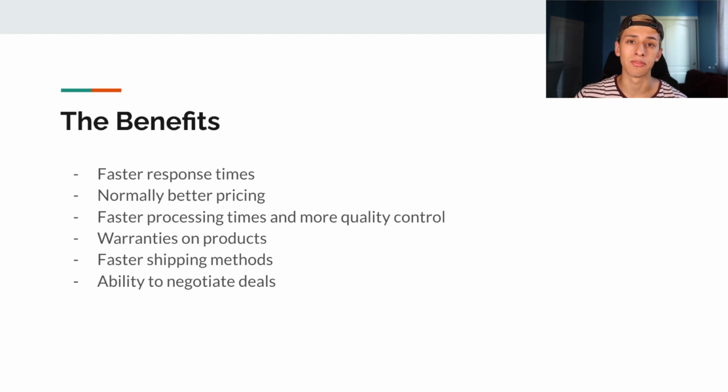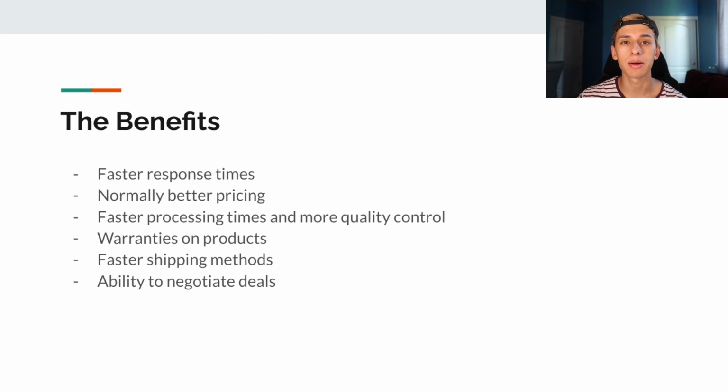If people are spending a lot of money on a product, or even less than $50, they still want to know that they can get their money back or get a replacement if it doesn't work. That peace of mind is very valuable. Another big benefit is faster shipping methods. So Alibaba focuses on quantity and quality, obviously, but they do have faster shipping routes and faster processing routes because they have shipping agents that are able to process these orders faster.